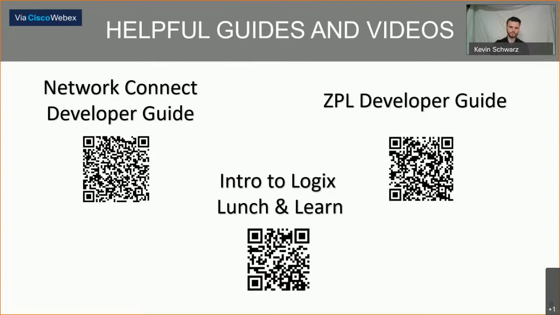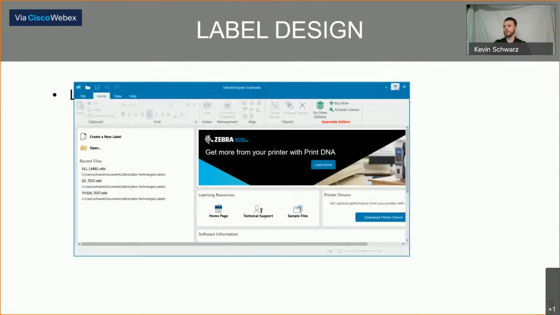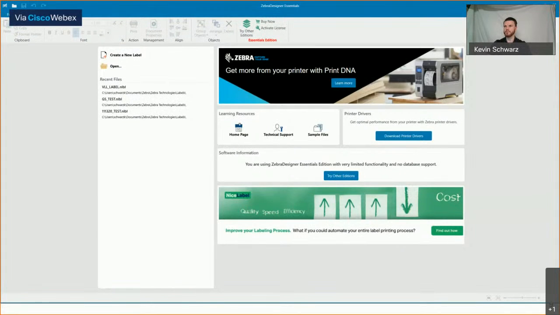So with that, let's get started on label design. So this here is what Zebra Designer Essentials looks like. This is the design software for your label, and this is what allows you to lay out and design how you want your label to look and feel. So we're just going to simply go create new label.